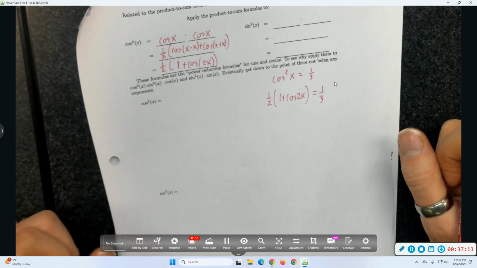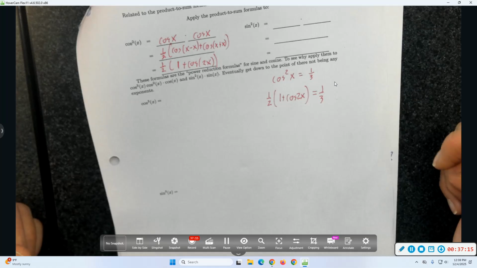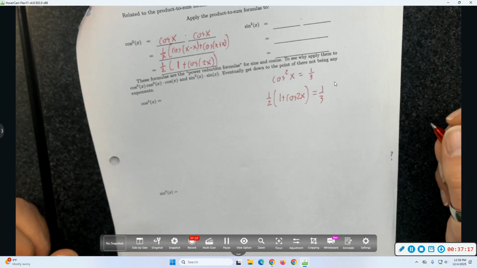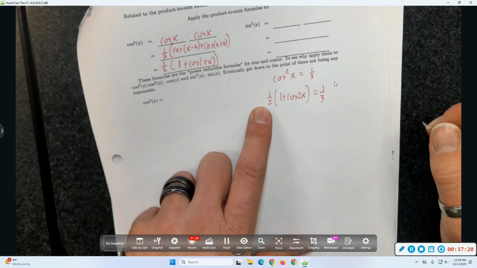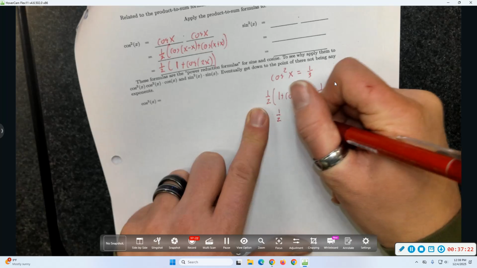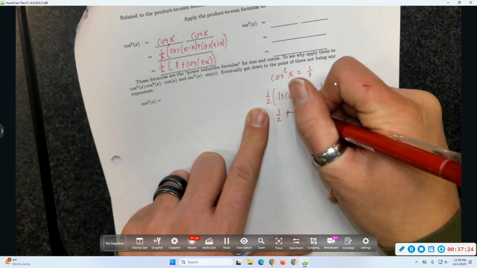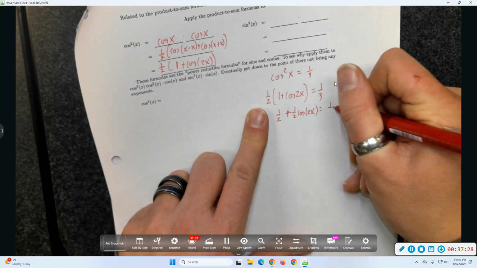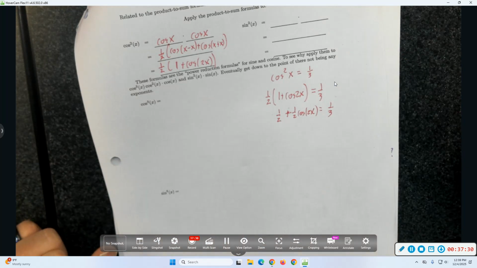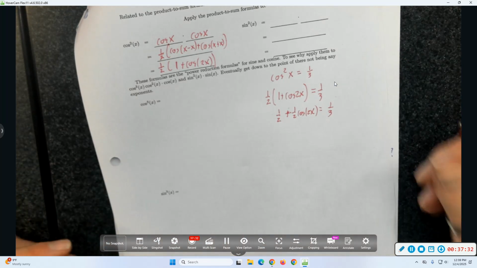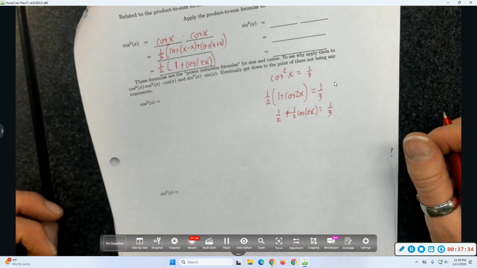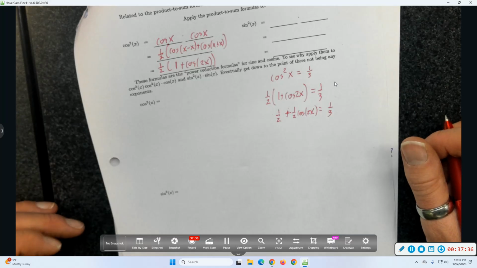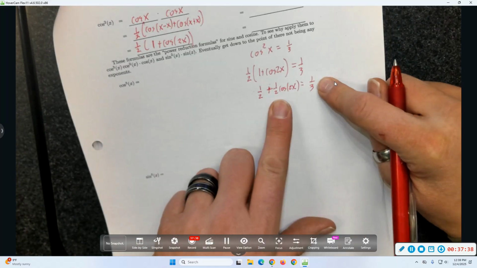What do you do first? Yeah. Distribute out the 1/2. Did you say distribute? Distribute, yeah. Oh, cool. I like that. 1/2 plus 1/2 cosine of 2x equals 1/3. How many people would rather have multiplied both sides by 2? Do it. Both fine choices. All right, that's where we are now. What should I do next?